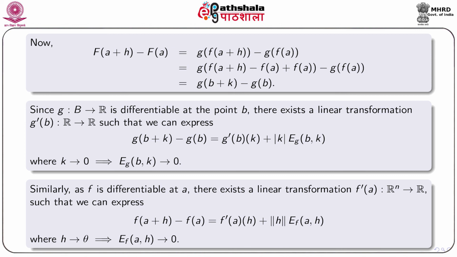Similarly, as f is differentiable at A, there exists a linear transformation f dash A from R n to R m such that we can express f of A plus H minus f A equals the linear map f dash A operating on H plus norm H E f A H, where H tends to theta implies E f A H tends to 0. So, in this page we find two first order Taylor formulae. We have to combine them so that we can find the Taylor formula for the function capital F.